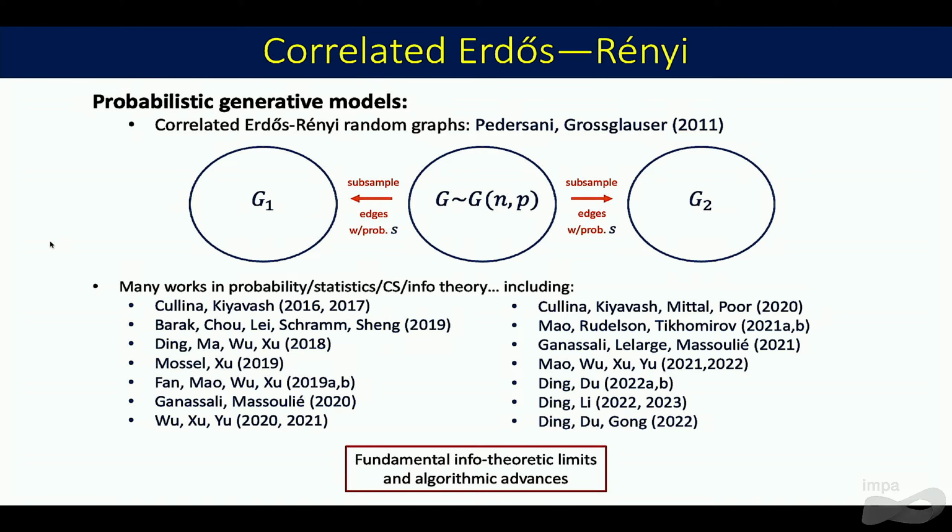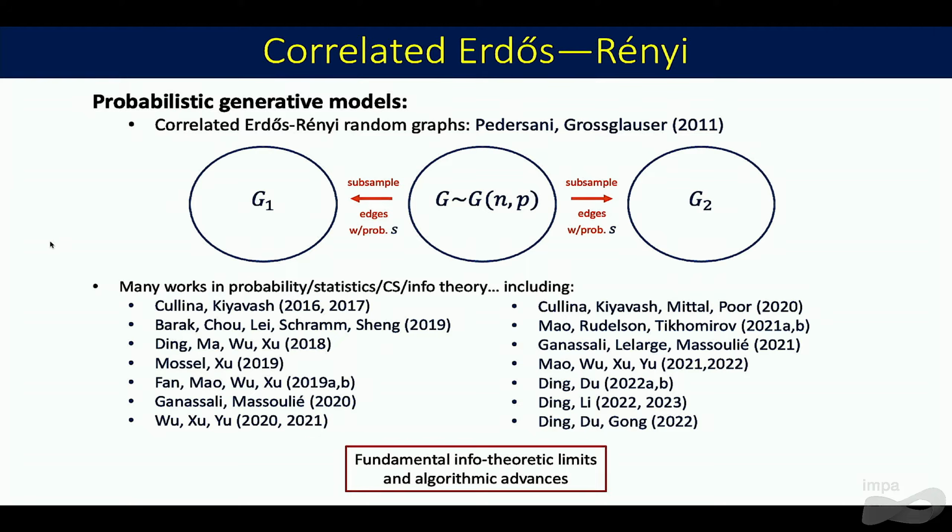The fundamental information theoretic limits of when you can do this and when you can't are pretty well understood. There are a bunch of works that were pushing to understand not just the information theoretic limits, but to find efficient algorithms for graph matching. There were some recent breakthroughs a few years ago, particularly by Mao, Rudelson, and Tikhomirov, and Mao, Wu, Xu, and Yu, who found efficient graph matching algorithms in the setting where s is bounded away from 1.